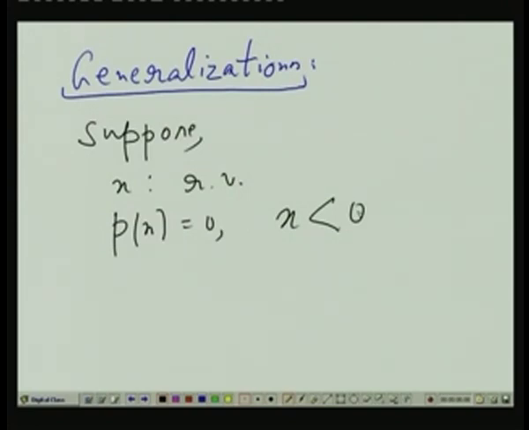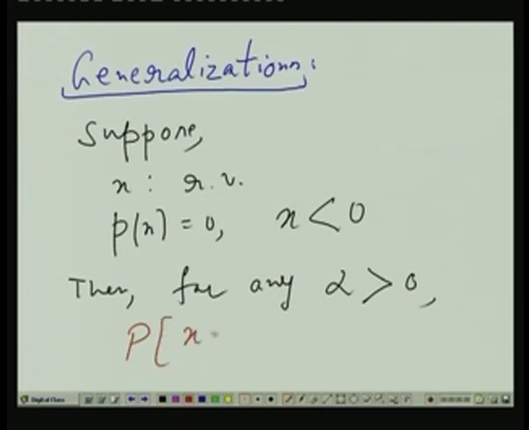In that case, then for any alpha greater than 0, this alpha you choose, some positive number you choose, probability of x taking values greater than equal to alpha is always less than equal to mu by alpha, where mu is the mean of x. This is interesting, there is no sigma here. Please see the difference in this result.